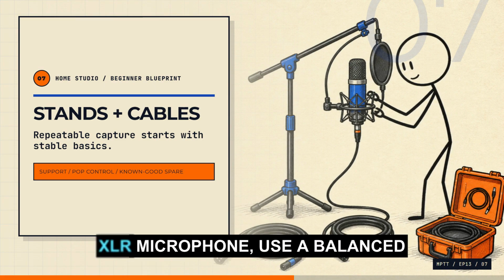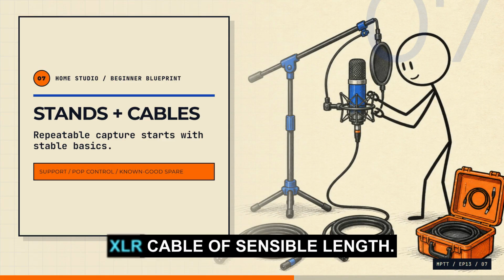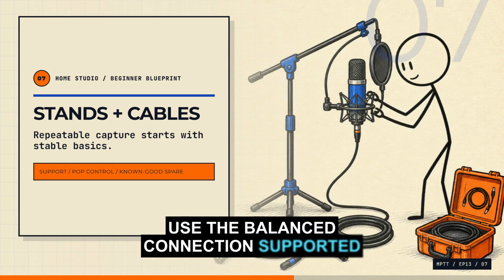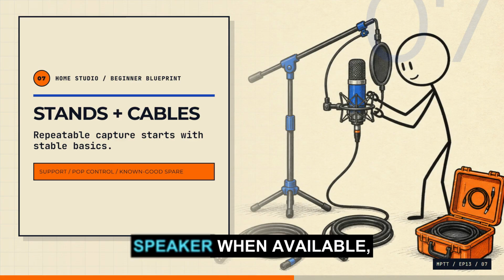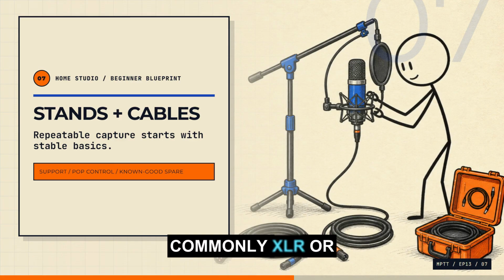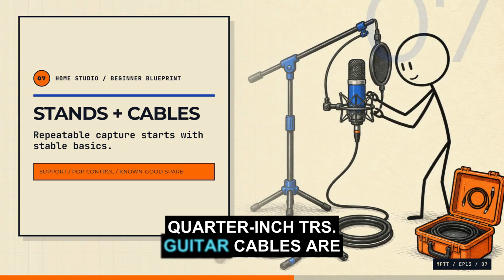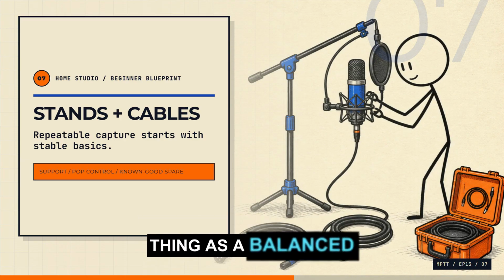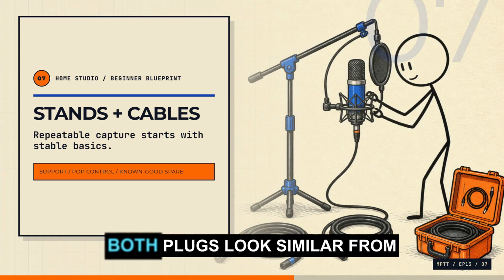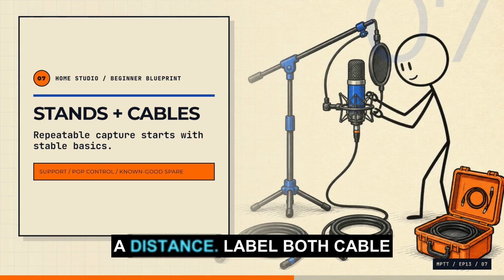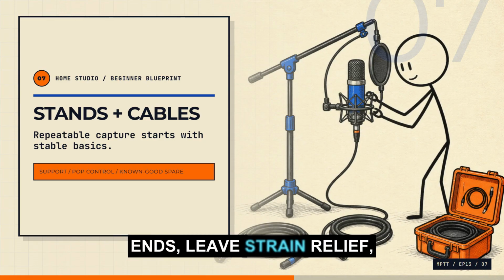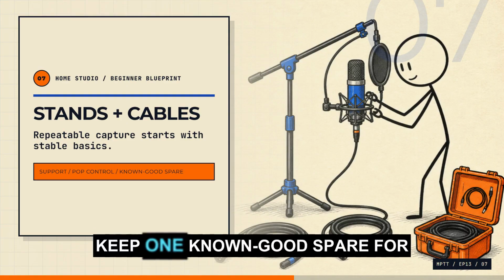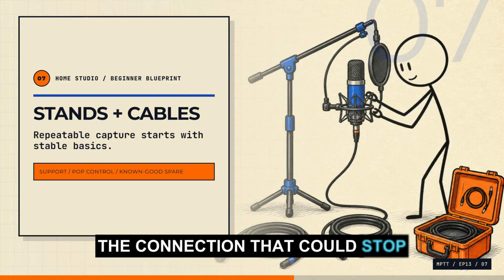For a typical XLR microphone, use a balanced XLR cable of sensible length. For powered monitors, use the balanced connection supported by both the interface and speaker when available, commonly XLR or quarter-inch TRS. Guitar cables are generally unbalanced instrument cables. They are not the same thing as a balanced TRS line cable, even when both plugs look similar from a distance. Label both cable ends, leave strain relief, and prevent performers from stepping across the signal path. Keep one known good spare for the connection that could stop a session.